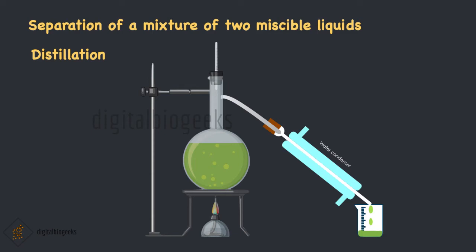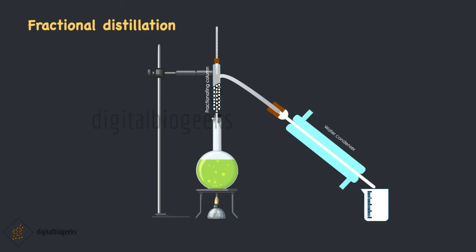To separate mixtures of two or more miscible liquids for which the difference in boiling point is less than 25 Kelvin, we use another method called fractional distillation. For example, to separate the constituents of petroleum, we use fractional distillation.